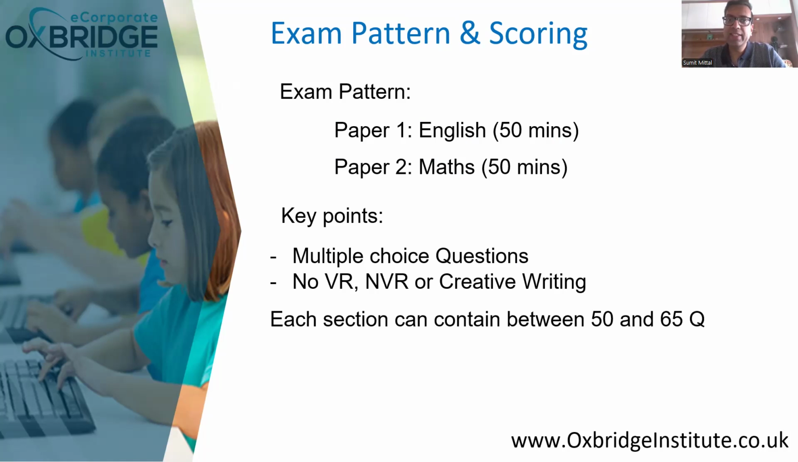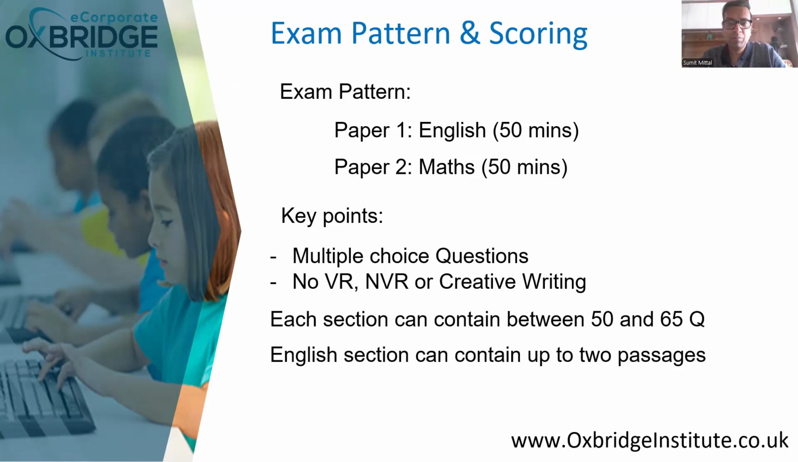Each section, that is English and maths, can contain between 50 and 65 questions. In the last couple of years, there's been an increasing pattern of going towards the higher of these numbers. So that puts additional time pressure on the students. That is something which QE assesses.